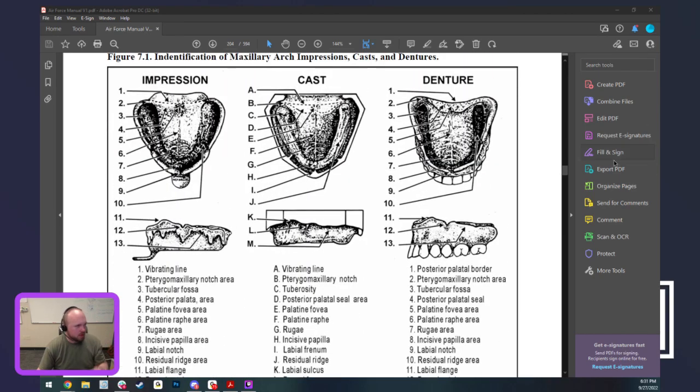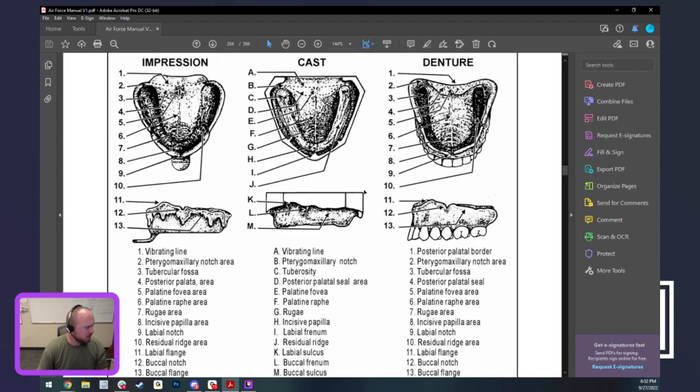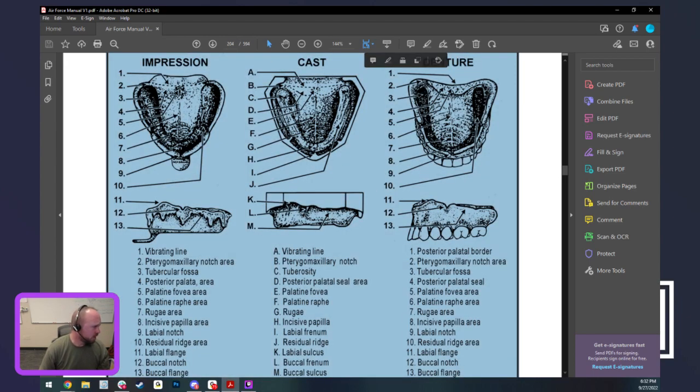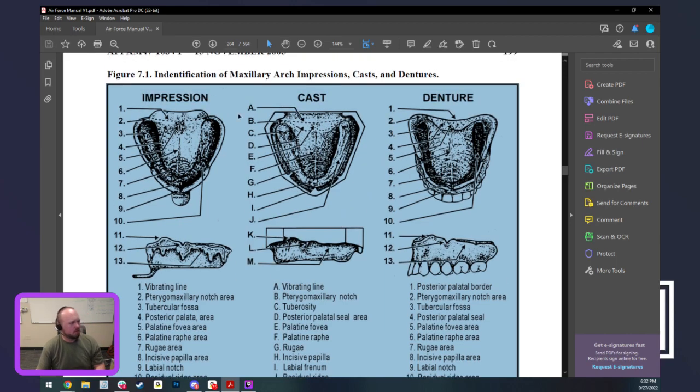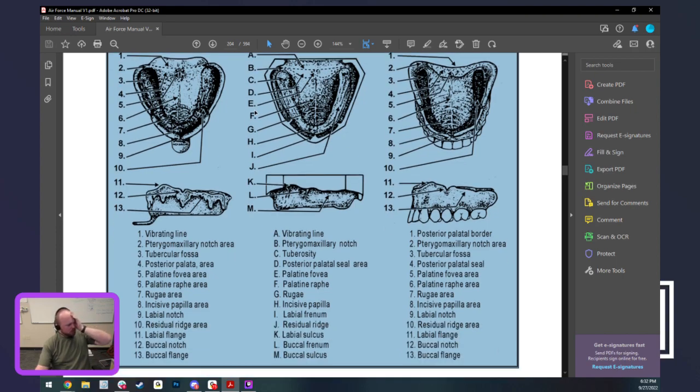Okay, so I'm going to pull out of this because I'm not seeing what I expected to see. I thought since we were talking about impressions that we would be able to look at this, but this is a really good graphic in the Air Force manual. If you're using your PDF reader, it's pages 204 and 205: identification of maxillary and mandibular arch impressions, casts, and dentures. It shows you a comparison of some of the terminology that we use.